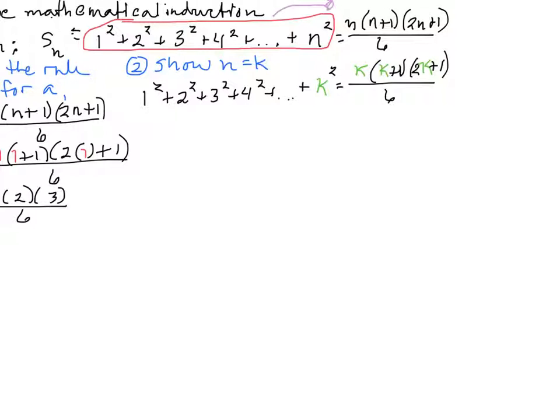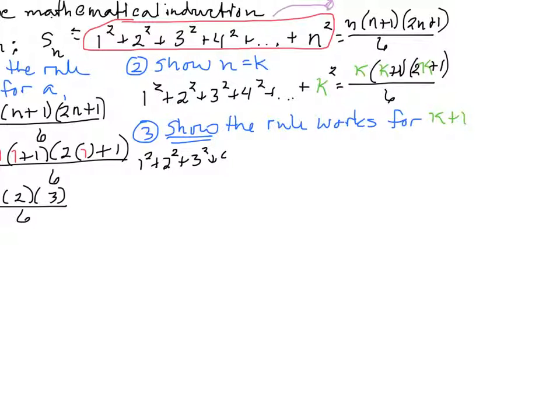But for step 3, we have to put in the k plus 1. So show the rule works for k plus 1. Before we can use k plus 1, we have to write the original sequence that we see here. So I'm going to write all of that in black. So 1 squared plus 2 squared plus 3 squared plus 4 squared plus dot dot dot plus k squared plus.